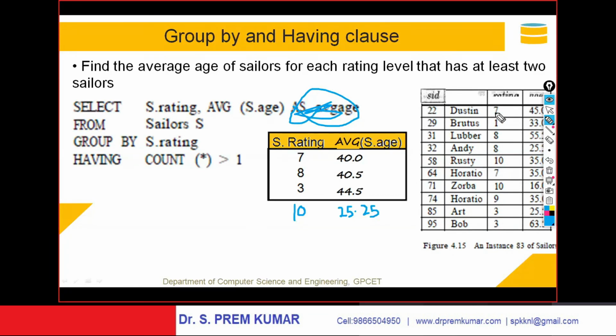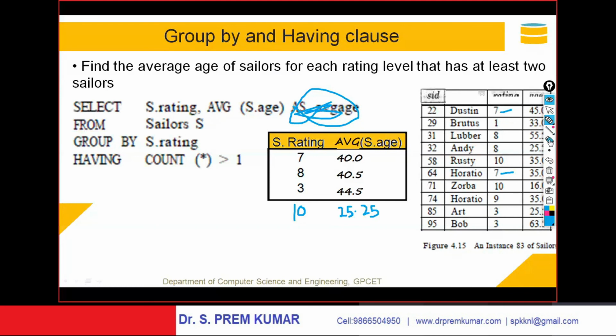Coming to the 7 group, you have 1 and another 1. There are 2 sevens, and hence the group can be considered. The count is greater than 1, yes. In Brutus's case, there is only 1 person. 1 greater than 1 is false, and hence that is ignored. If you have 2 persons, you find the average of those 2 and display the rating as well as the average age. This is the question.